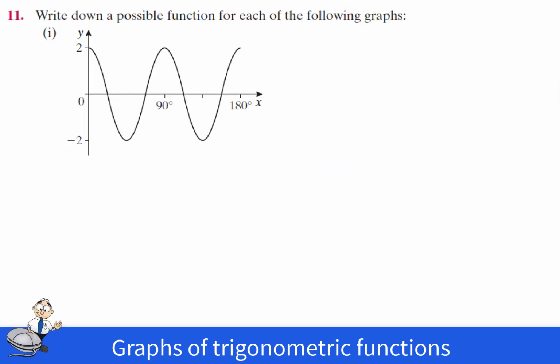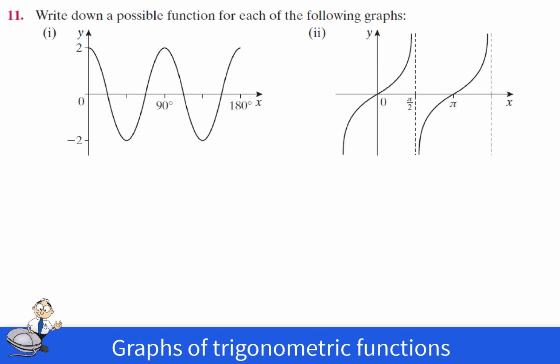We're asked to write down the possible function for each of the following graphs. Looking at this first graph in example 1, we might think of this as being a sinusoidal wave. A sinusoidal wave could either be a sine of an angle or the cos of an angle. Because this one starts up here with a value of 2, rather than starting at 0, we would think of cosine as being the more likely option here. And see, it goes down to a -2.